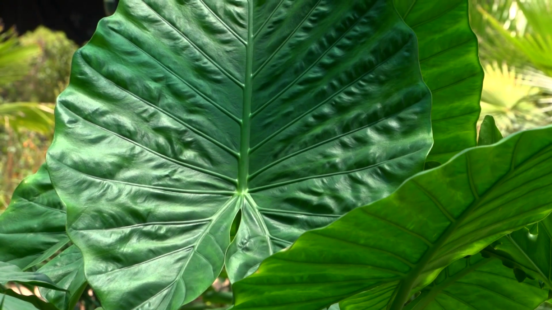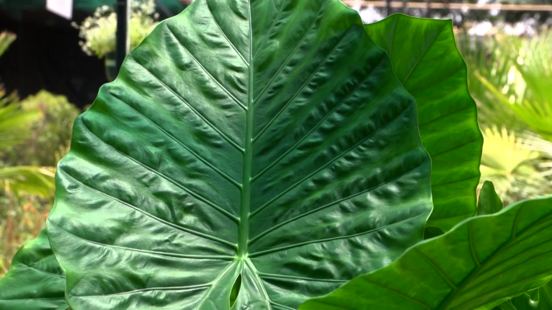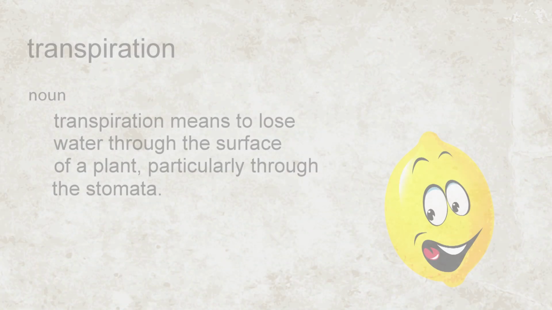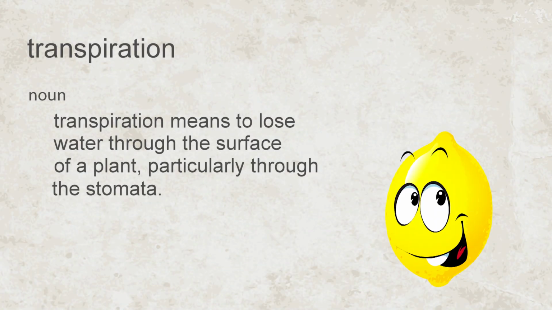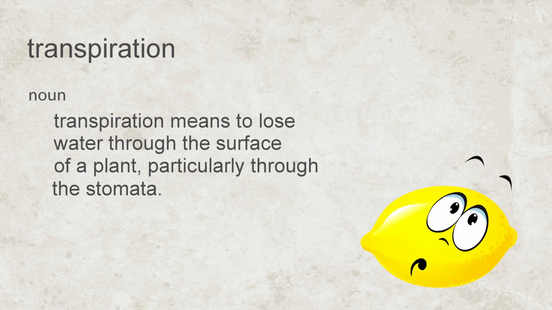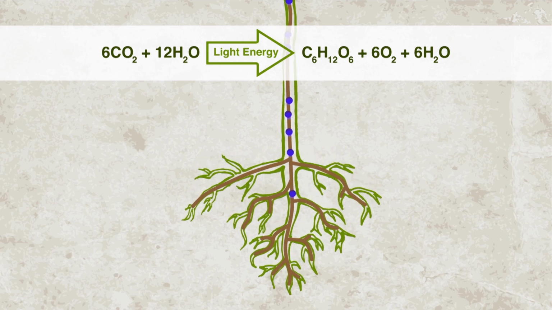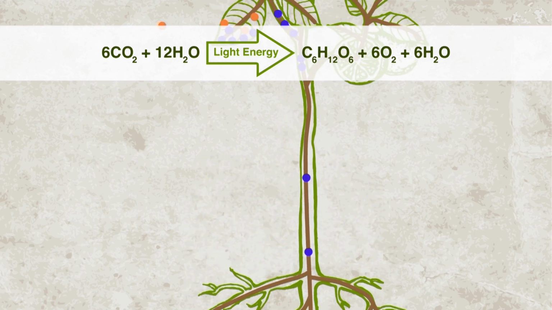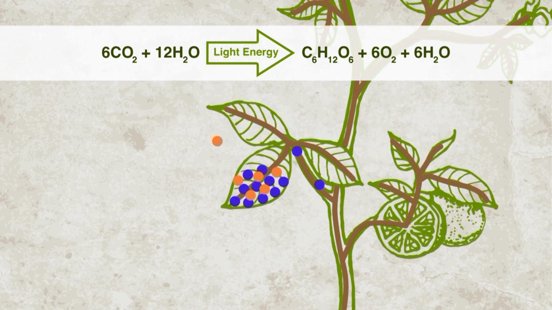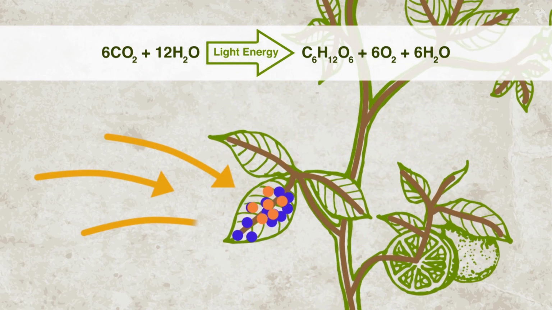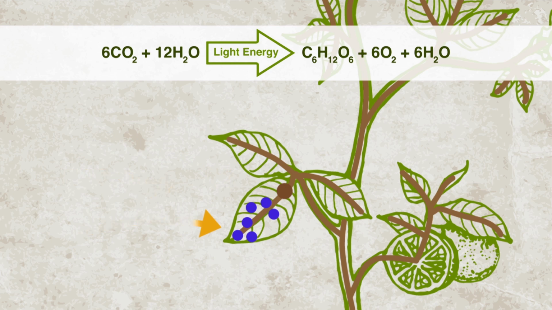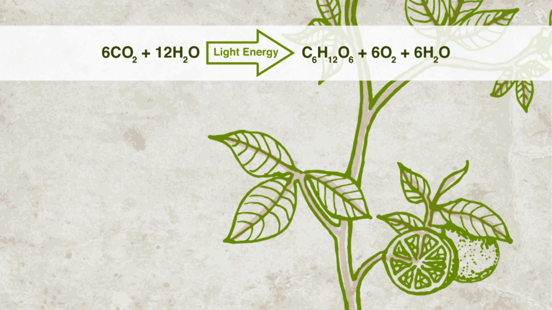The loss of water vapor through the stomata is known as transpiration. Transpiration means to lose water through the surface of a plant, particularly through the stomata. As we can see from the photosynthesis formula above, about half the water that is absorbed by the roots is lost through the leaves during transpiration. Transpiration helps to cool the plant, which is why the transpiration rate is higher during hot summer months and why plant growth speeds up. It is also why irrigation must increase during the summer.